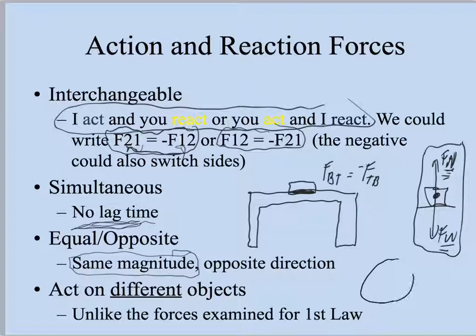This is a third law pair. If we say, here's the earth and here's the book, obviously not drawn to scale, the force of the earth on the book is equal and opposite to the force that the book has on the earth. This would be a third law force pair. Earth pulls down on book, book pulls up on earth in an equal and opposite force. This one here is not considered to be a third law force pair. That's just a first law free body diagram.